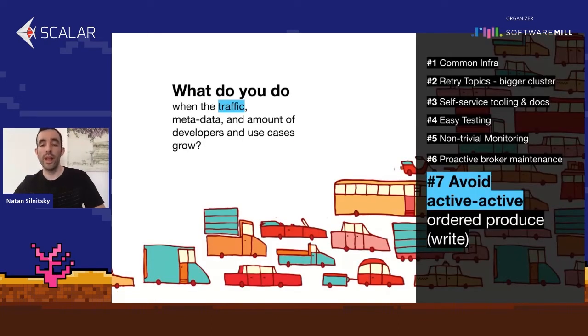Okay, lesson number 7 about cross-DC producing. If you have a situation where your system is globally deployed, like with Wix, I think it's very important to try to avoid active-active produce. What do I mean by that?